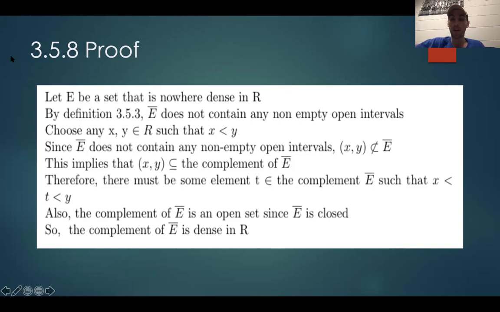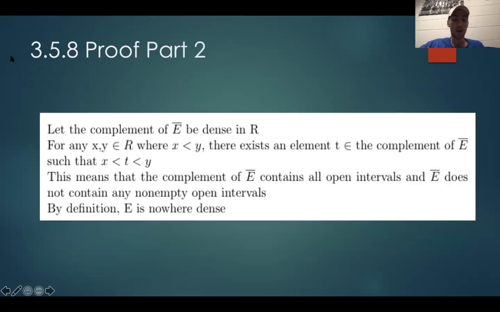Now for the second half of the proof, we flip that: we let the complement of the closure of E be dense in R. Then there is a t in the complement of the closure of E such that t is between x and y. This means that the closure of E does not contain any non-empty open intervals. So therefore, by definition, E is nowhere dense.